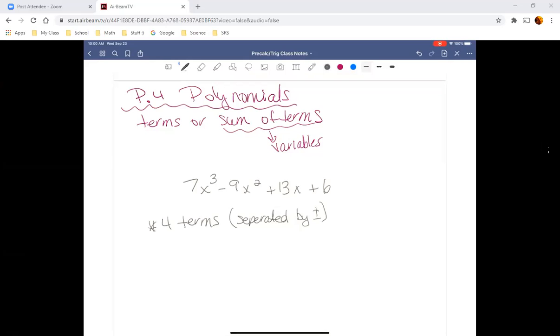And then the other way we classify our polynomials is by the degree. So your degree is when you're looking at your exponents and you're looking for your highest exponent. So like this has got an exponent of 1. This one's got an exponent of 2. This one has an exponent of 3. Yep. So this would be a third degree polynomial. So you're looking for that highest exponent.